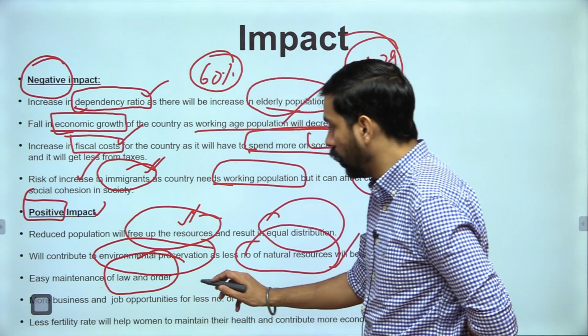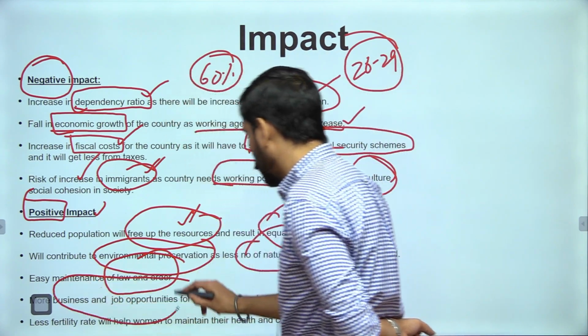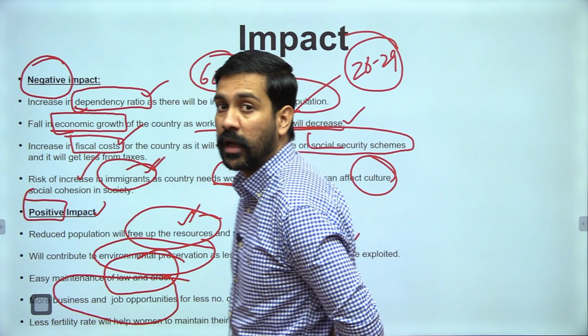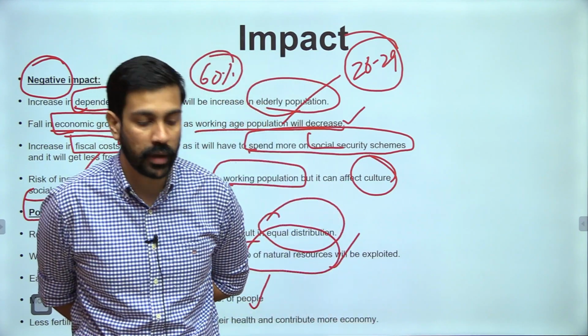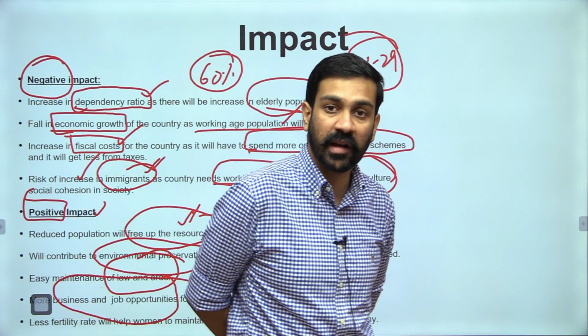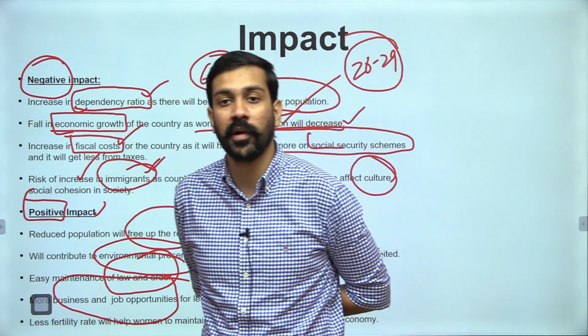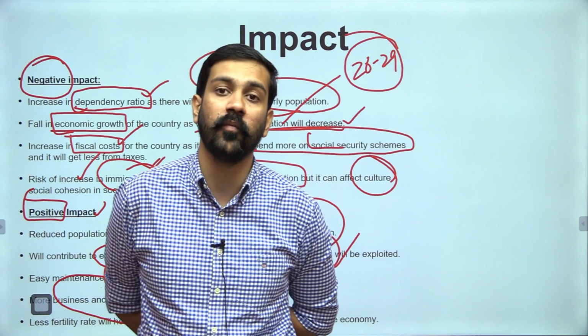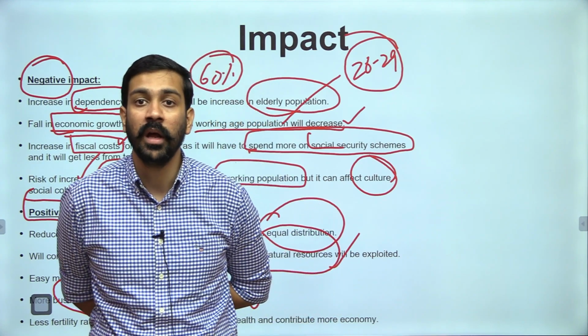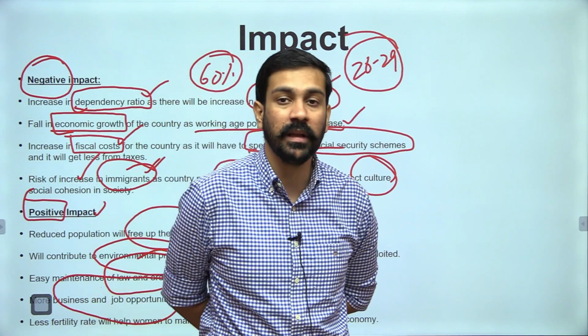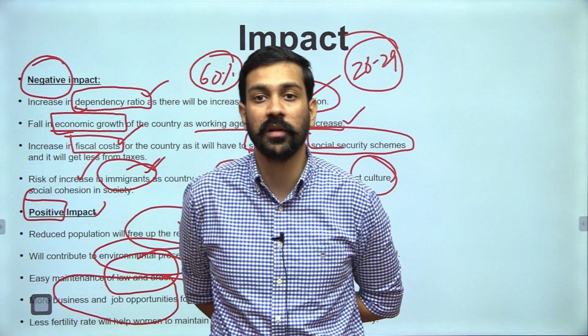Next is more business and job opportunities. Obviously, take the scenario, if we are a 1.3 billion populated country, government jobs are less for people, economic opportunities are less for people, due to which our brain drain is also happening. More people are migrating to other countries. So fewer people will mean more job opportunities for the people.